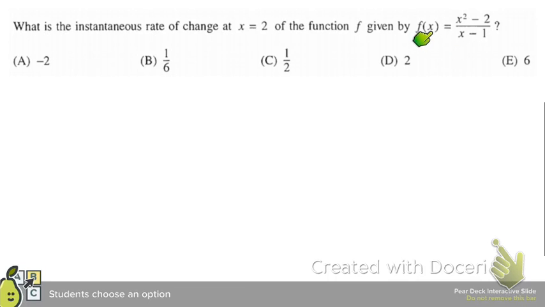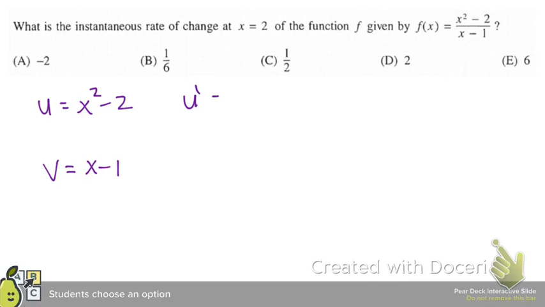If I look at this function, I have f of x equals (x squared minus 2) over (x minus 1), and we're dividing. That means we need to use the quotient rule. If I set up my u and my v, I get that u is equal to x squared minus 2. I get that v is equal to x minus 1. I get that u prime is equal to 2x, and that v prime is equal to 1.